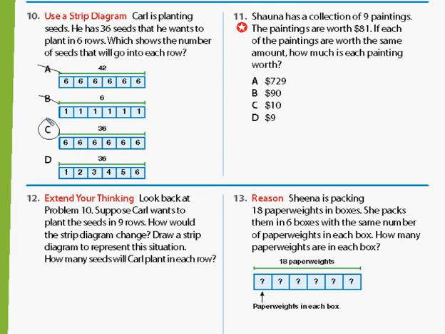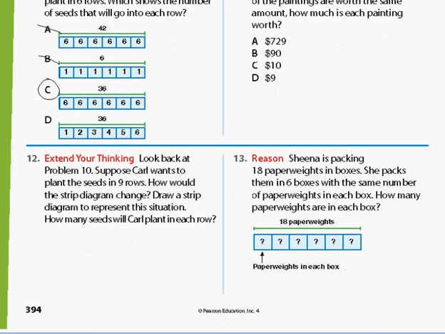Problem number 12, our last problem. Looking back at problem number 10, suppose Carl wants to plant the seeds in 9 rows. How would the strip diagram change? Draw a strip diagram to represent the situation. How many seeds will Carl plant in each row? We still have 36 seeds, but we're going to divide them into 9 rows. So my equation is 36 divided by 9. We know 9 times 4 is 36.